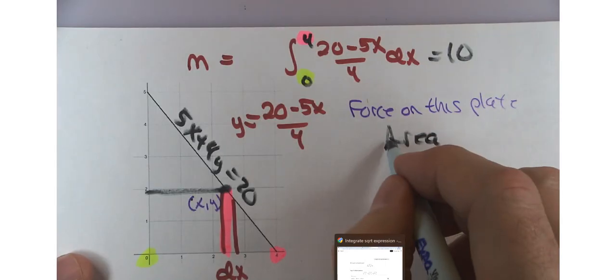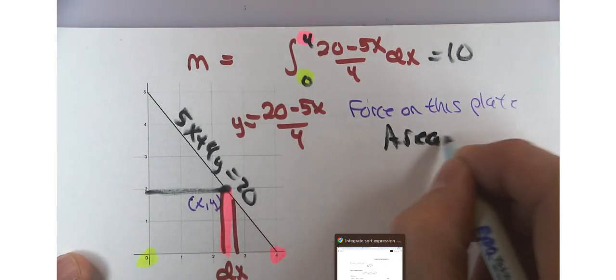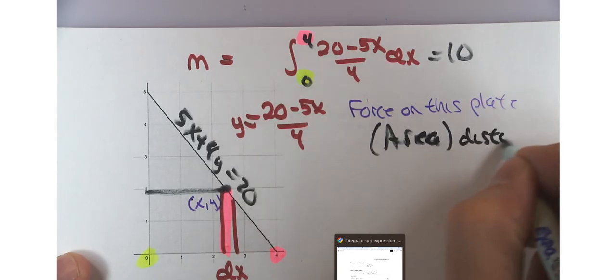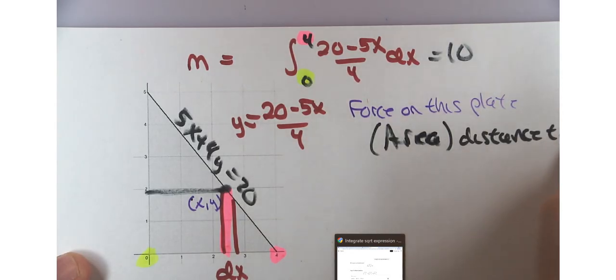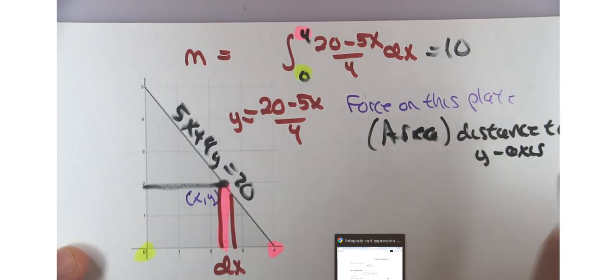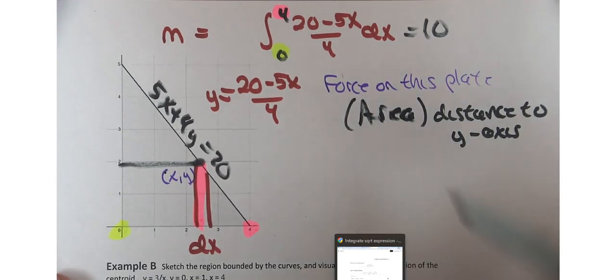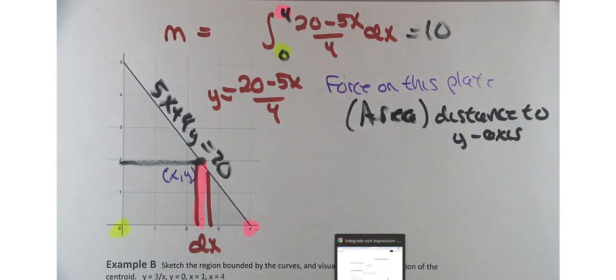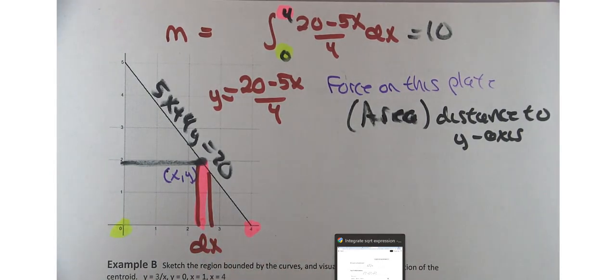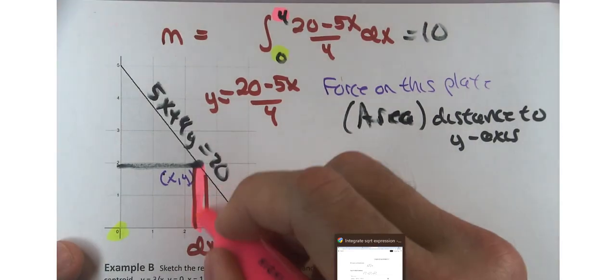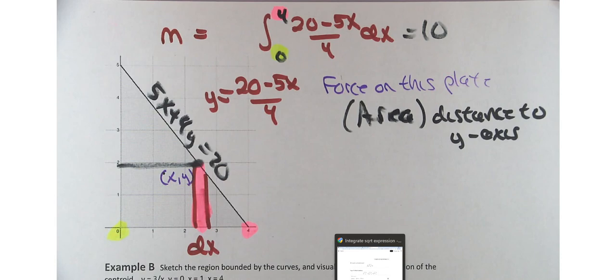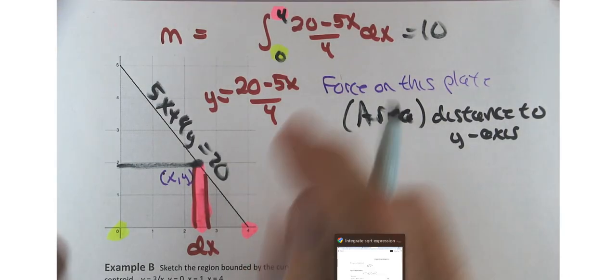Area times the distance to the y-axis. Now, how are we going to calculate the area of that plate? Well, what's the basic shape of that plate anyways? This little slice here. A rectangle, right? And the area of a rectangle is just what? Base times height, width times length, etc. So it's just base times height.